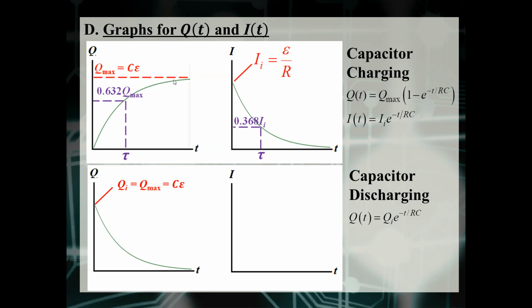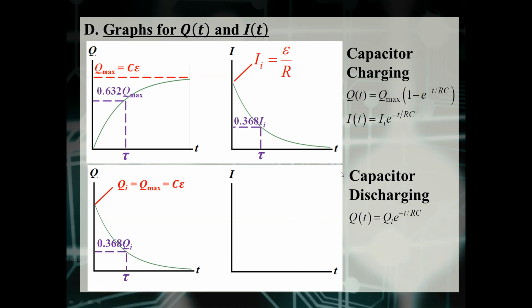But your initial charge here, Q_i, is actually the maximum charge the capacitor would have built up to in the charging phase. So whatever Q max is there, that ends up being the initial charge in the discharge phase. So that's also C times epsilon. The time constant for this equation represents the time for you to only have 36.8% of the charge remaining on the capacitor, because the capacitor discharges quite quickly.